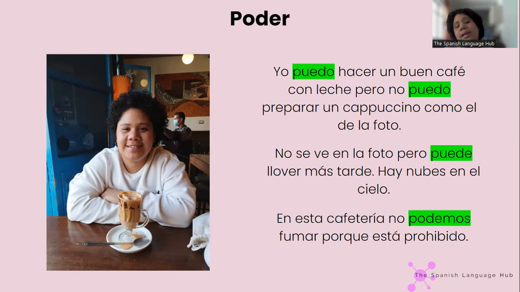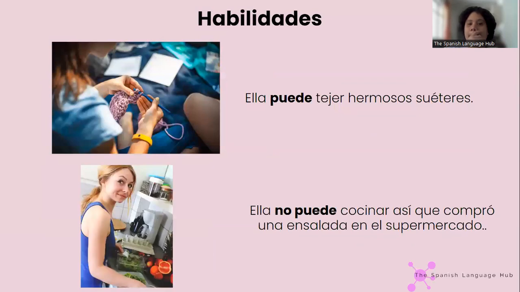Now, let's talk about abilities first. I can make a good coffee with milk, but I can't prepare a cappuccino like the one in the picture. Now, possibility. You cannot see in the picture, but it can rain or it's possible to rain later. There are clouds in the sky. And about prohibition. In this coffee shop, we cannot smoke because it's forbidden. All right? Más ejemplos, more examples.